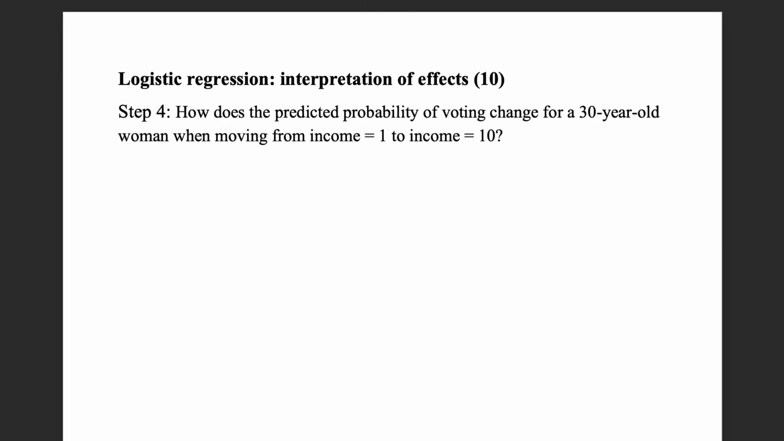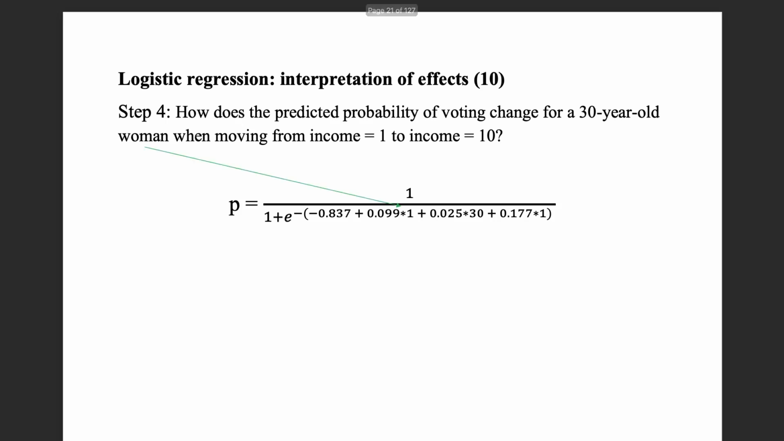Now step 4 is working this out. In other words, using the formula to work out how the predicted probability of voting changes for a 30-year-old woman when we go from income 1 to income equals 10. Well, fill in the formula. P equals 1 divided by 1 plus Euler's number to the negative power of the entire regression model. And now we can fill in the values for our X variables. I picked women as the group for which I want to show this effect of income, so the female dummy variable gets the value 1. I picked 30-year-old women, so the age variable takes the value 30.